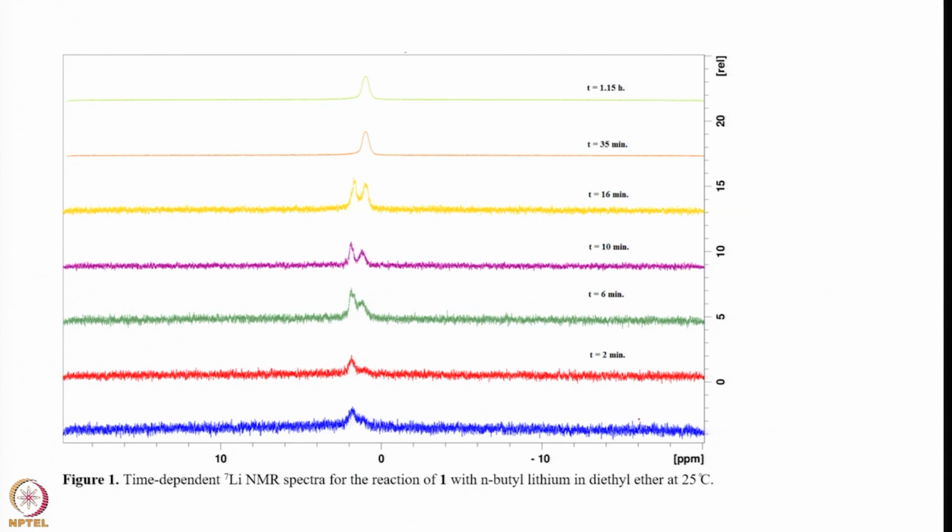Immediately after the addition of n-butyllithium, what happens? It goes through halogen exchange to the ortho carbon. With time, you can see here after 6 minutes another signal is developing towards the right side. That means lithium-hydrogen exchange has started, and by the time it attains 1 hour 15 minutes, complete exchange takes place, and lithium is no longer present on the phenyl ortho position. It has moved to the triazolic carbon.